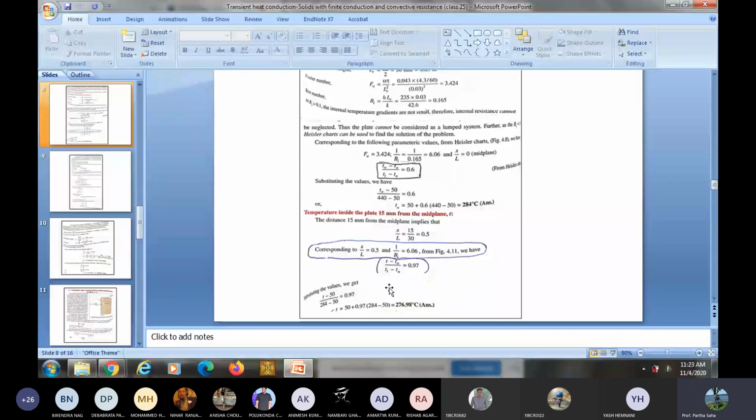So as you can see, there are two parts. One is the midplane temperature. This is you get T0, and then X by L, you know, and then you solve for temperature at the 15 millimeter location after 4.3 minutes, right? So you calculate for this, right? You calculate for T, 276.98 degrees C.